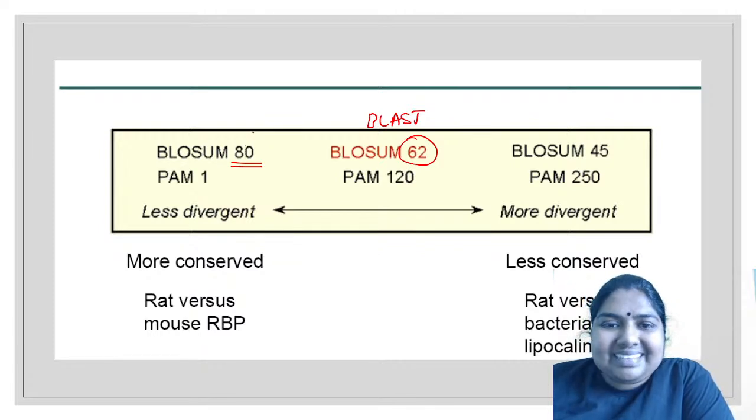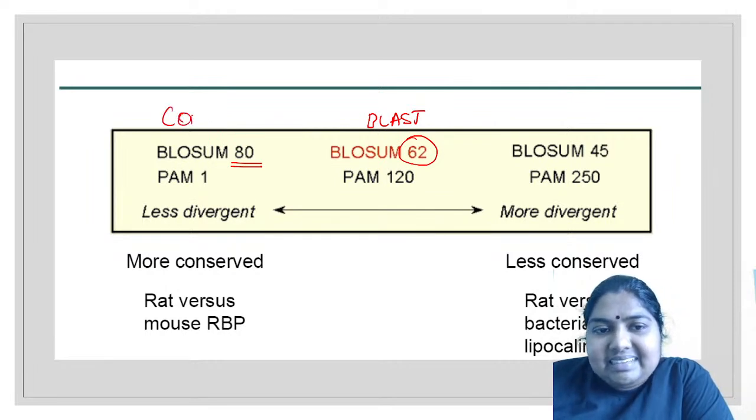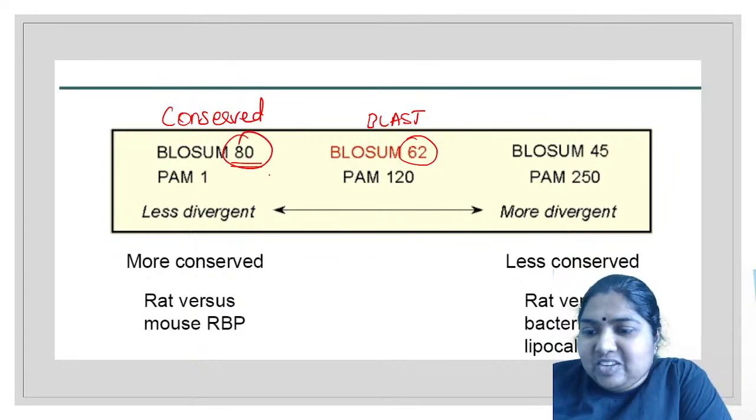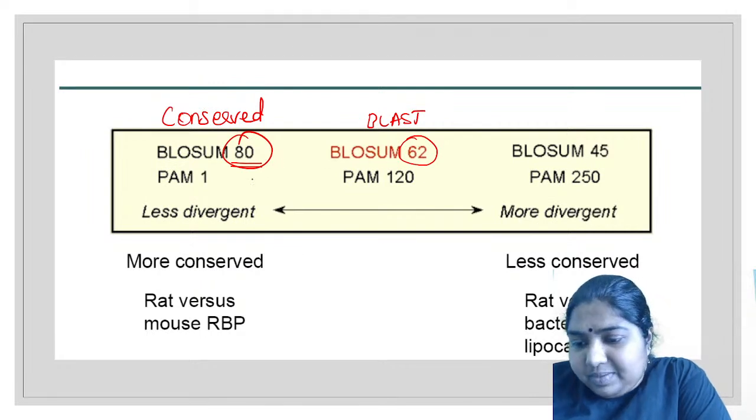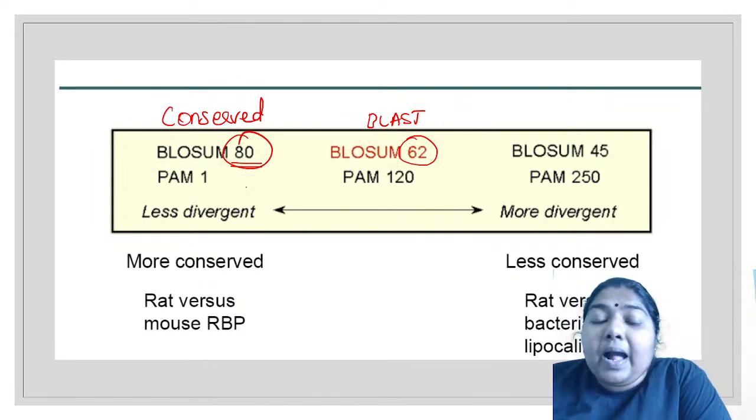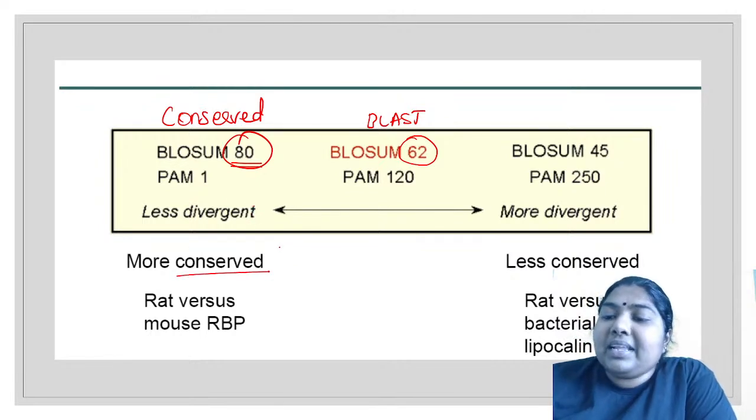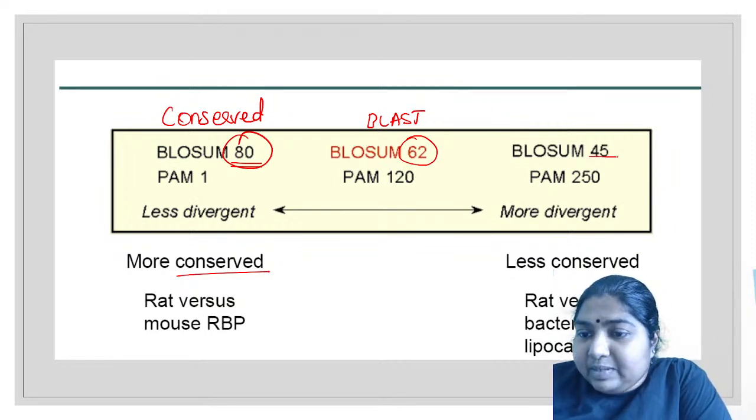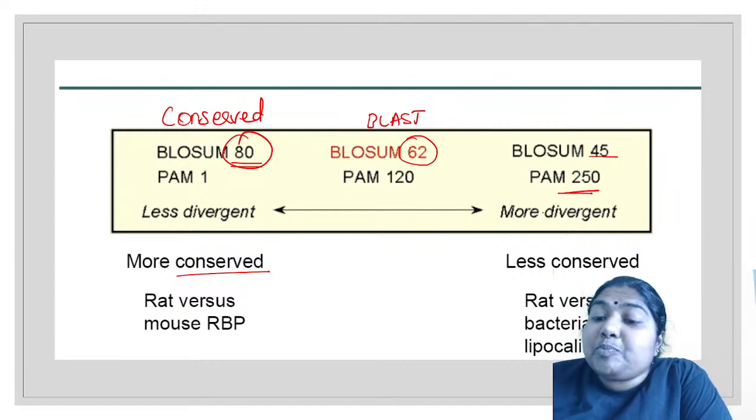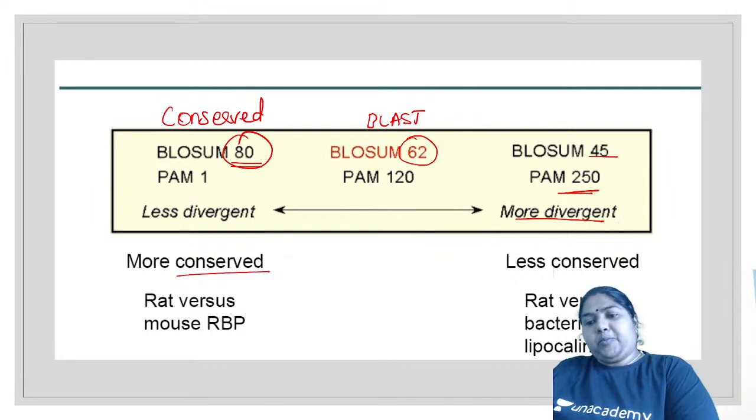BLOSUM 80 means it is going to be highly conserved. Okay, so 80%, it is going to be similar. Got it? So 80% it is going to be identical. Correct? Yes, Preeti. Absolutely. And it is highly conserved. Right. But if at all I am going to take up BLOSUM 45 or PAM 250, this PAM 250 is going to be the most divergent one.